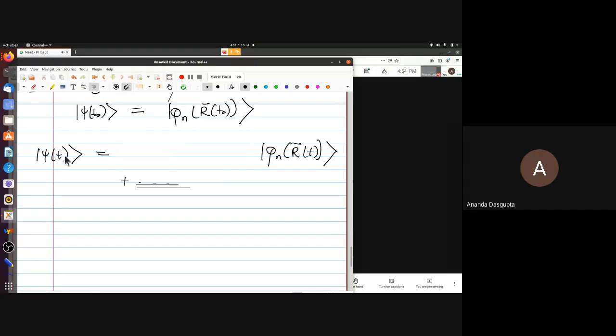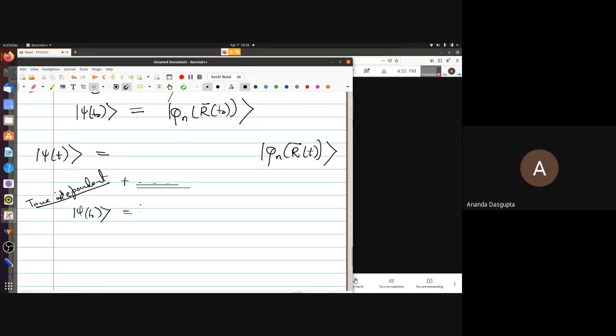However, psi(t) will of course not be exactly equal to phi_n(R(t)), right? Even within the adiabatic approximation. Suppose the Hamiltonian were exactly time independent, let's say. Then for the time independent case, of course, the adiabatic theorem is exactly obeyed, right? Because there is no Hamiltonian variation. Once in an energy eigenstate, it stays an energy eigenstate.